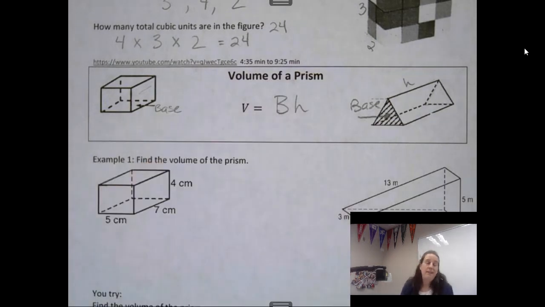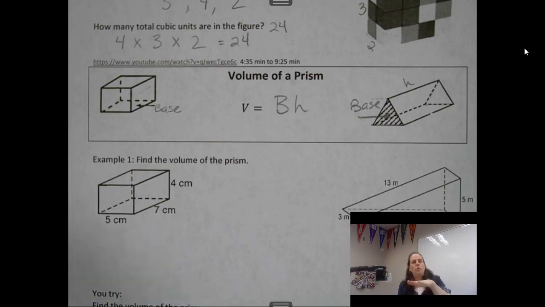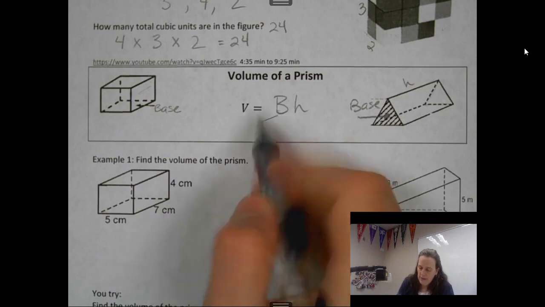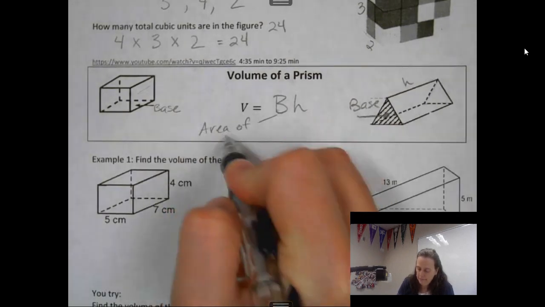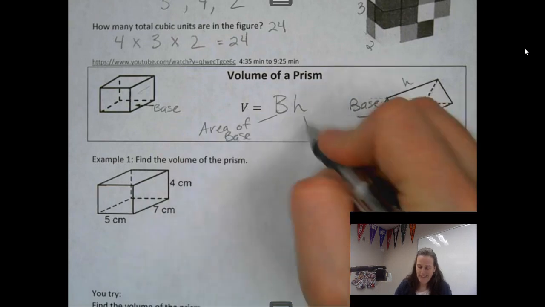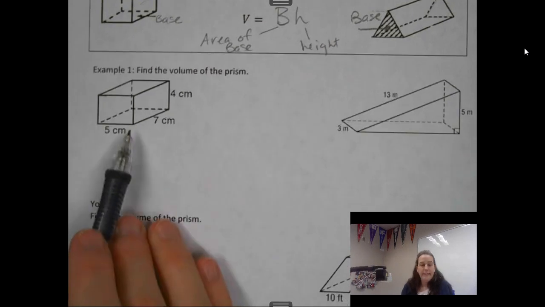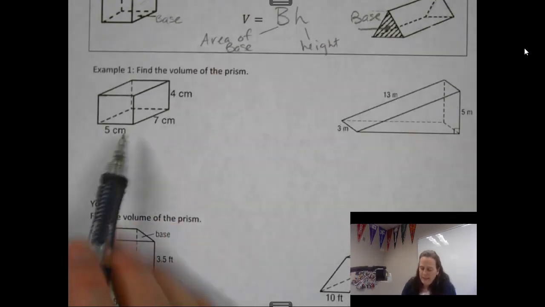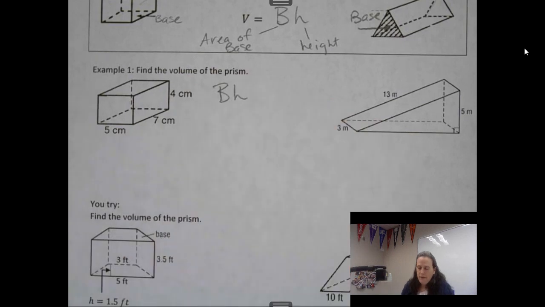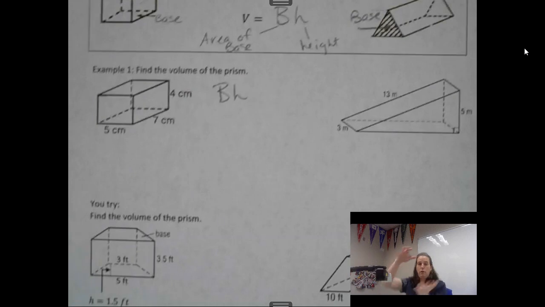But honestly, that does not have to be the base on a rectangular prism. You can pick which 2 parallel matching sides are the base. So this is area of base. And you guys already know the height. I'm sure you know both of those already, that the big B is the area of the base, and the H is the height. Okay, let's try one. We've got a rectangular prism. So I'm going to put here base times height. You decide what 2 sides you want to be the base, and you've got to pick 2 that are parallel.